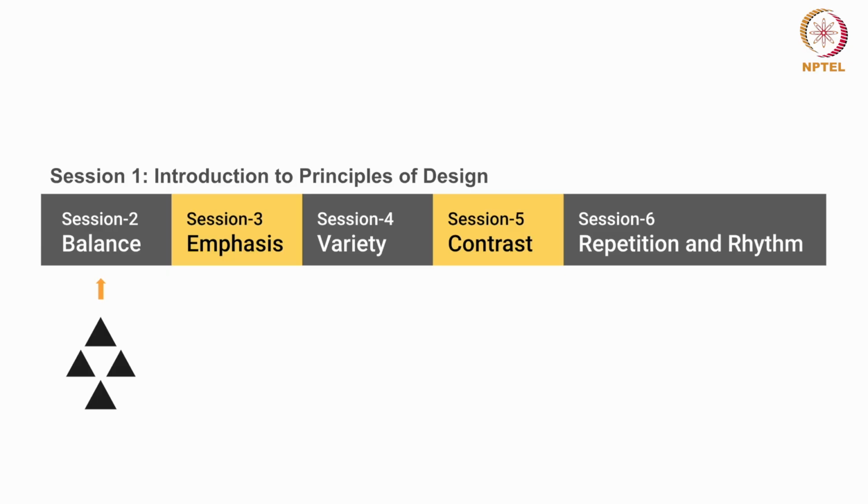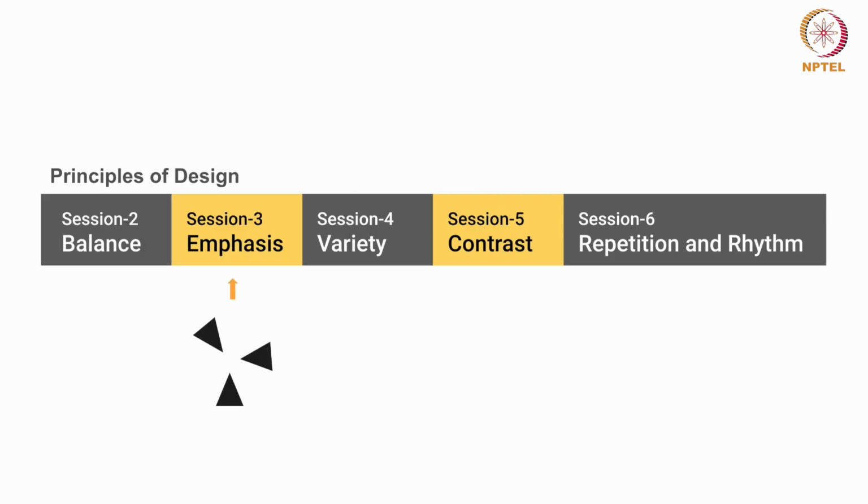When we talk about balance, balance is the visual weight distribution across a composition creating stability. It can be symmetrical, which is evenly balanced, or asymmetrical, which is differently balanced but visually equal. In session 3, we'll talk about emphasis. Emphasis draws attention to a focal point, making certain elements stand out. It guides the viewer's eye to the most important part of the design.